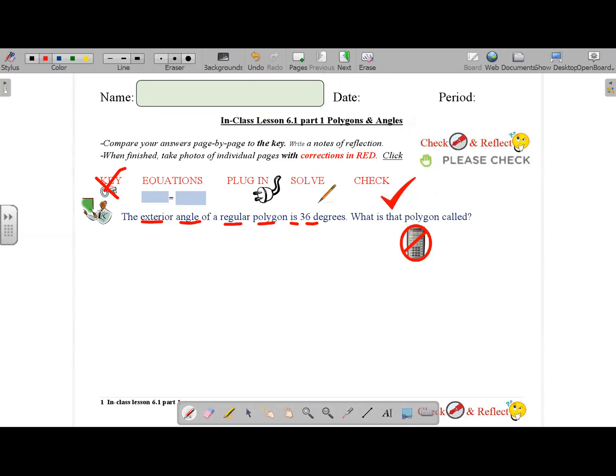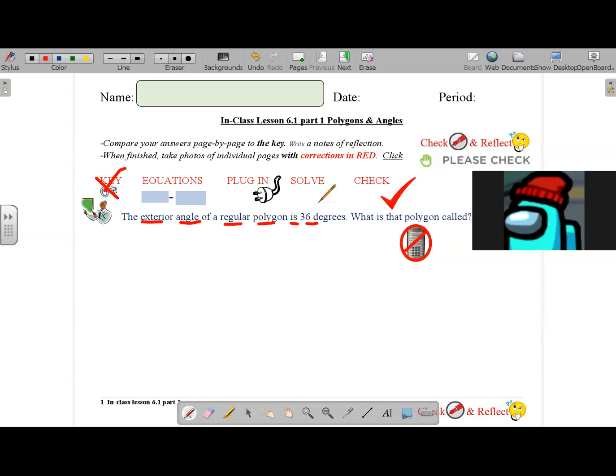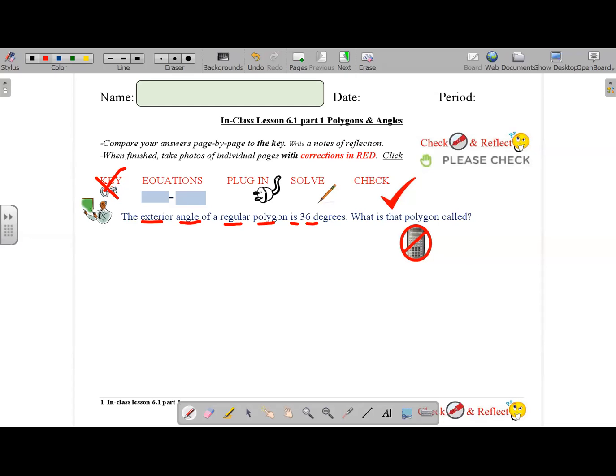Okay, I'm going to ask 2 questions. Pay attention. Question number 1. This is all for Zoom folk right now. Question number 1. Interior or exterior? Mr. Webb, interior or exterior? Exterior. Excellent. Question number 2. Sum or 1?